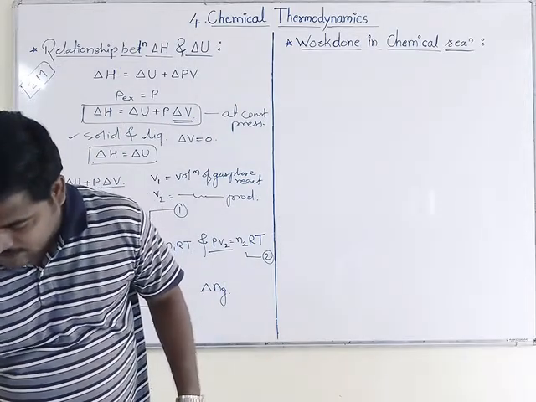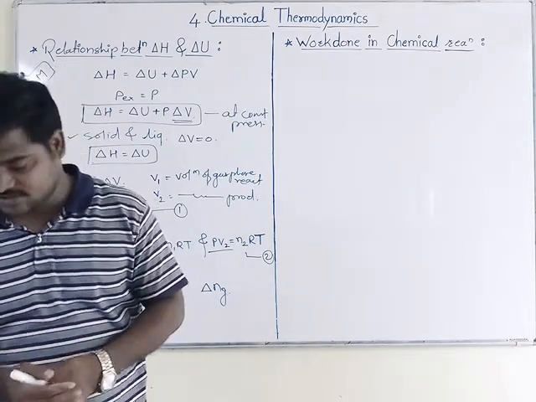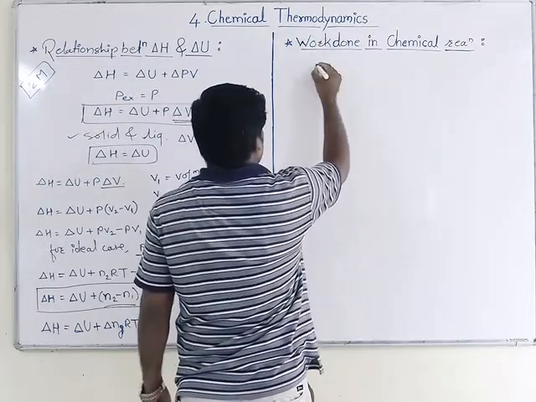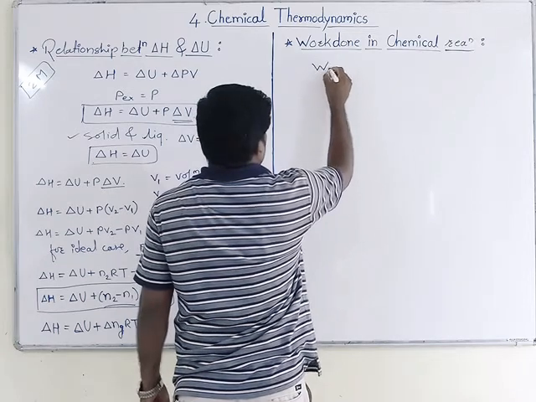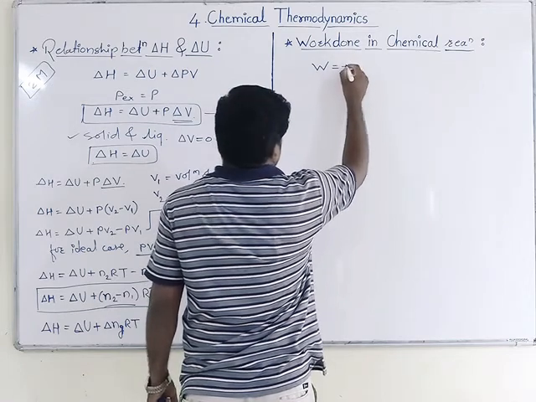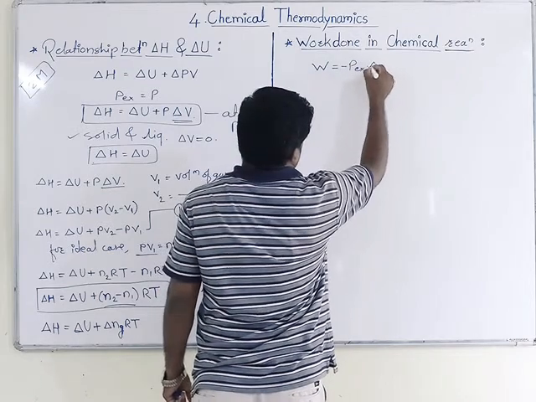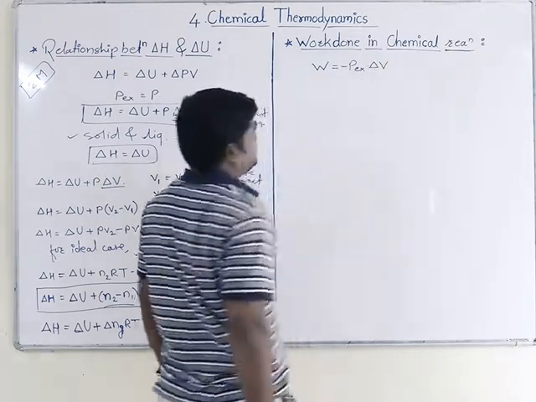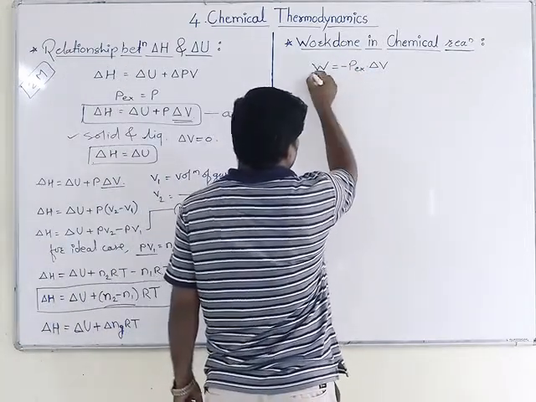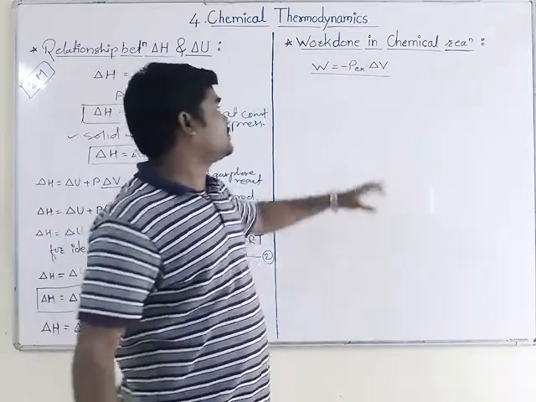Now the work done by the system at constant temperature and pressure we will write first, that is W is equal to minus Pex multiplied by delta V. Why have I written this equation? Because all of you are familiar with this equation, because this is the work done when a constant external pressure is present.